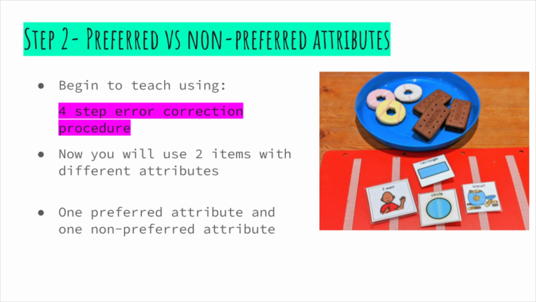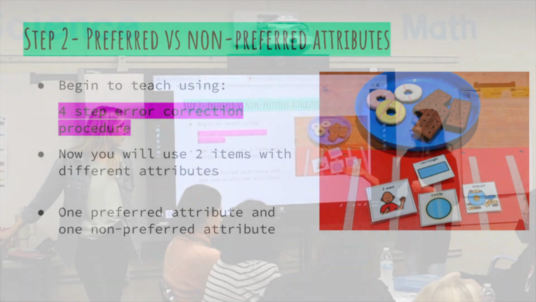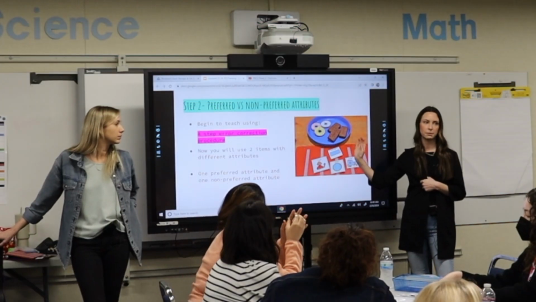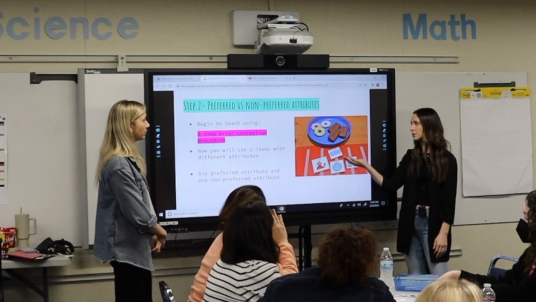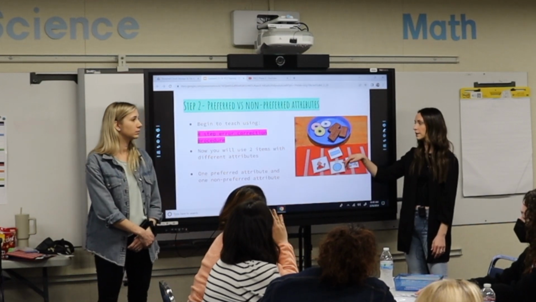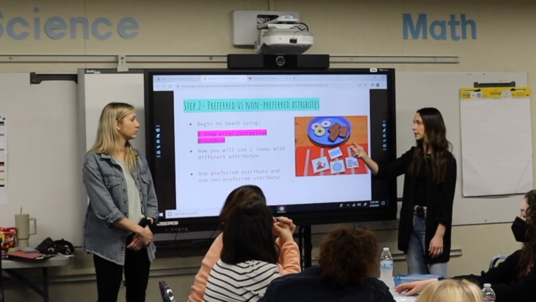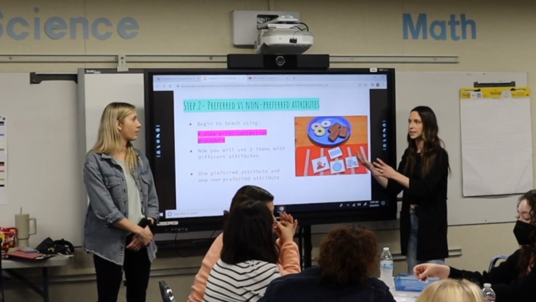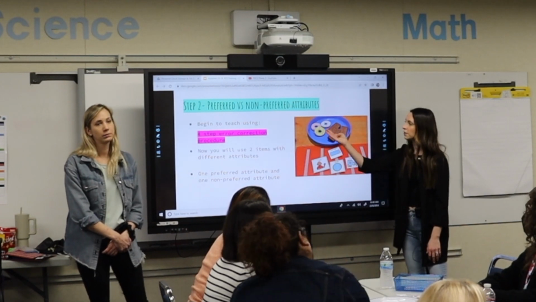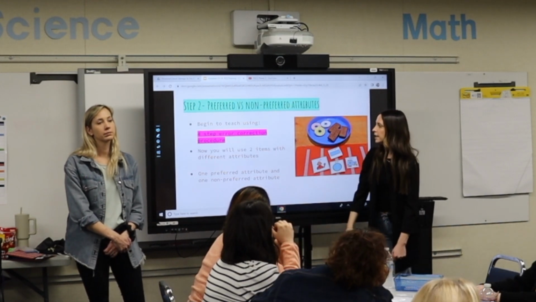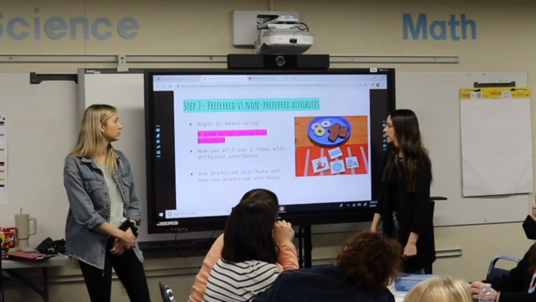Okay, so preferred first, non-preferred attributes will begin to teach using 4-step error correction. Now you'll use 2 items with different attributes. So we know they want a cookie, we're going to try a circle, and we're going to try a rectangle. So we're introducing discrimination. Before we just had 1. And this is a good one too to do if you just have 1, because then that correspondence check, there's a circle, they keep reaching for the square, we know it's only a circle, so we have to teach that that's the shape of the circle. Do they want the chocolate square rectangle or the frosted round? One preferred and one non-preferred.